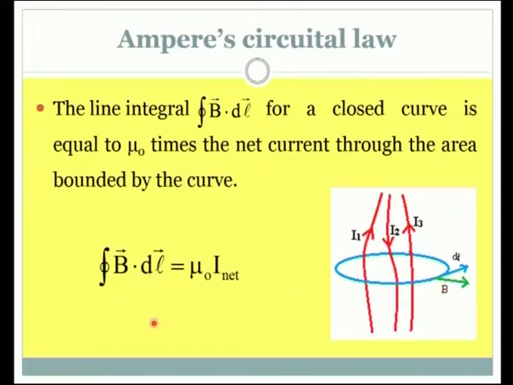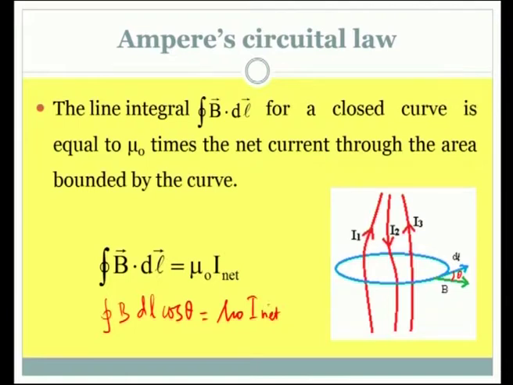So, that theta is the angle between the dl element and the magnetic field B. So, this is theta. In scalar form, if you want to write that same expression, it is B dl cos theta, which is equal to mu naught I net.